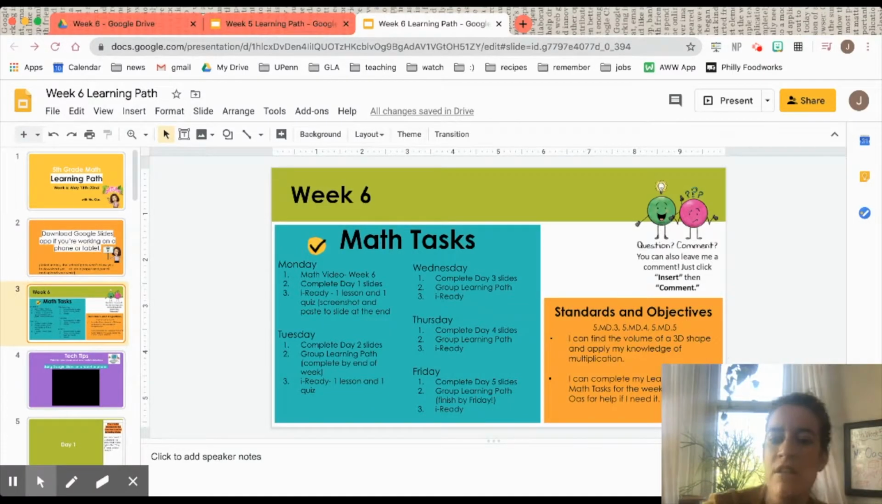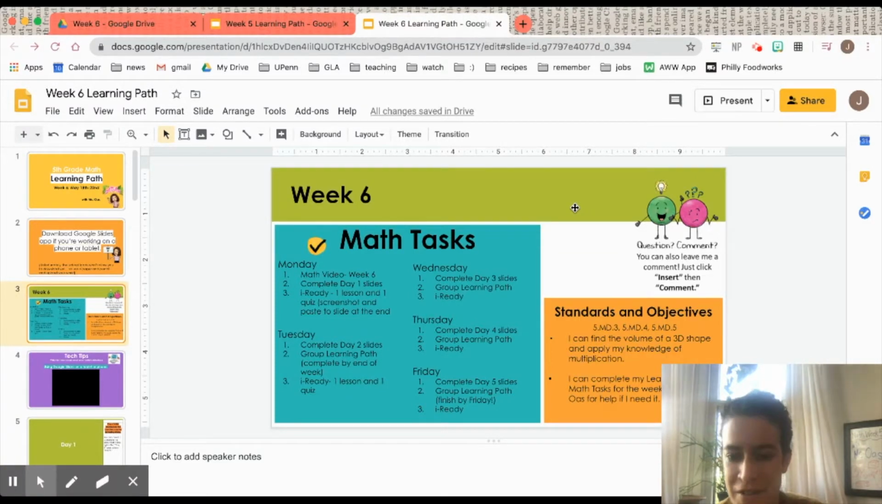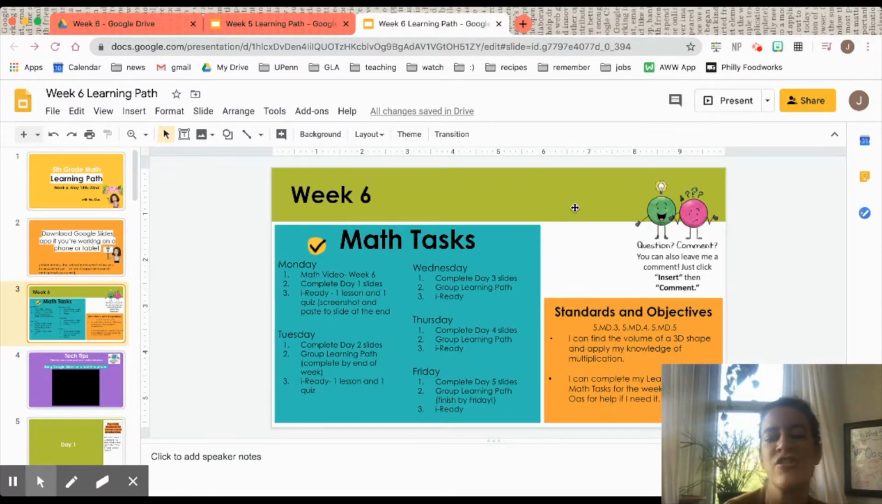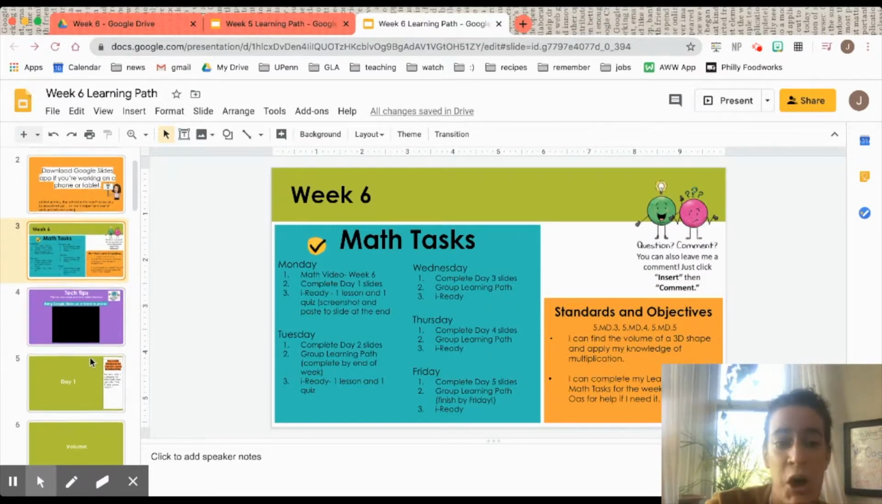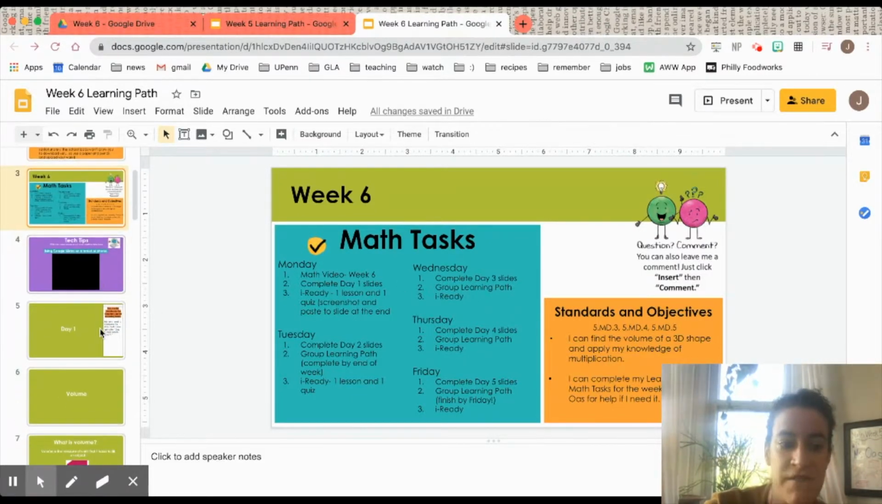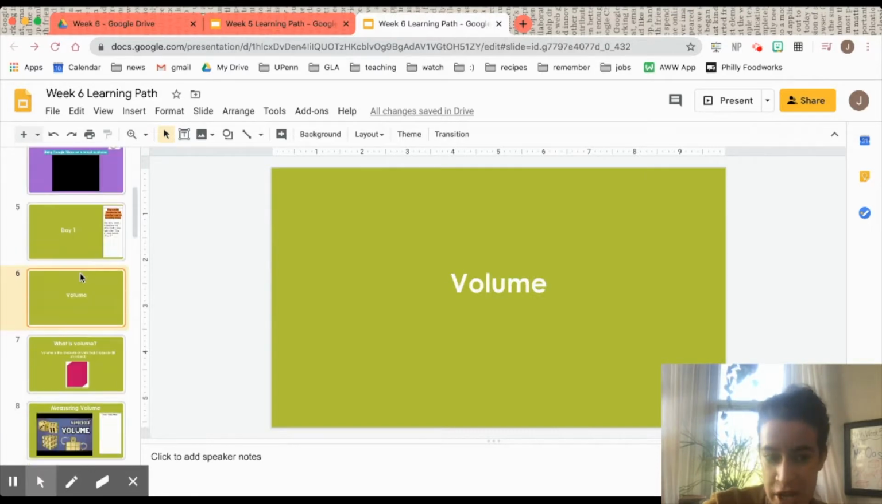Now, we're covering a lot of different standards this week, but I want you to really focus on our objective. I can apply the volume of a 3D shape, and I can find the volume of a 3D shape and apply my knowledge of multiplication. So you're going to have to use multiplication to figure out the volume of 3D shapes this week.